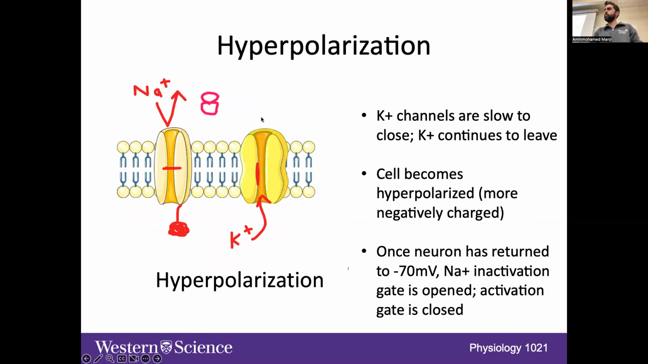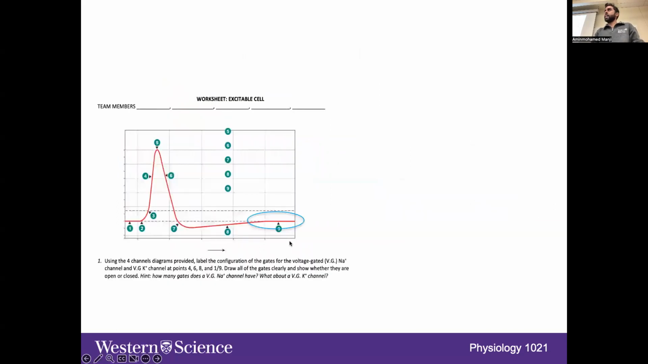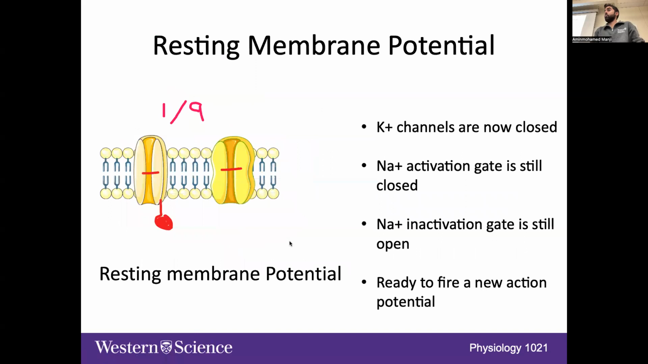Potassium will continue to leave because this gate is slow to close. At this point, the sodium channel is actually back to what it was at the beginning. Activation gate is back closed again, and inactivation gate is now open. So in theory, if you hit threshold again, you could open this up again. It's just very difficult to do because you're now hyperpolarized. You're even lower, further away from threshold now. You're more negative because all that potassium is leaving. Okay, then potassium will stop leaving eventually because that gate will finally close, right? So sodium can't come in, potassium can't leave, and now you're back to resting again, ready to fire another action potential.